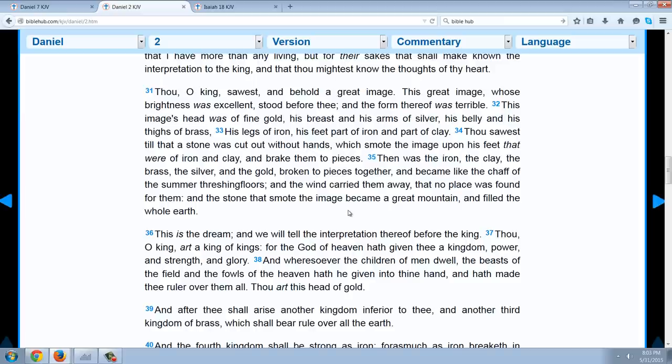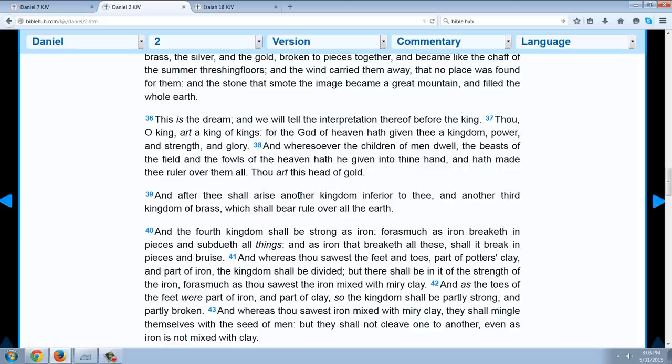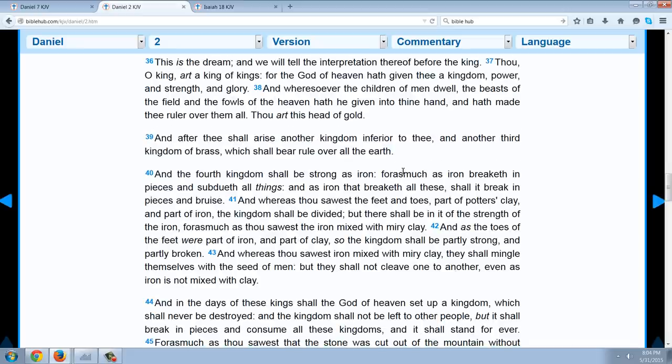Then was the iron, the clay, the brass, the silver, and the gold broken to pieces together, and became like the chaff of the summer threshing floors, and the wind carried them away, that no place was found for them. And the stone that smote the image became a great mountain, and filled the whole earth. This is the dream, and we will tell the interpretation thereof before the king. Thou, O king, art a king of kings, for the God of heaven hath given thee a kingdom, power, and strength, and glory. And wheresoever the children of men dwell, the beasts of the field and the fowls of the heaven hath he given into thine hand, and hath made thee ruler over them all.